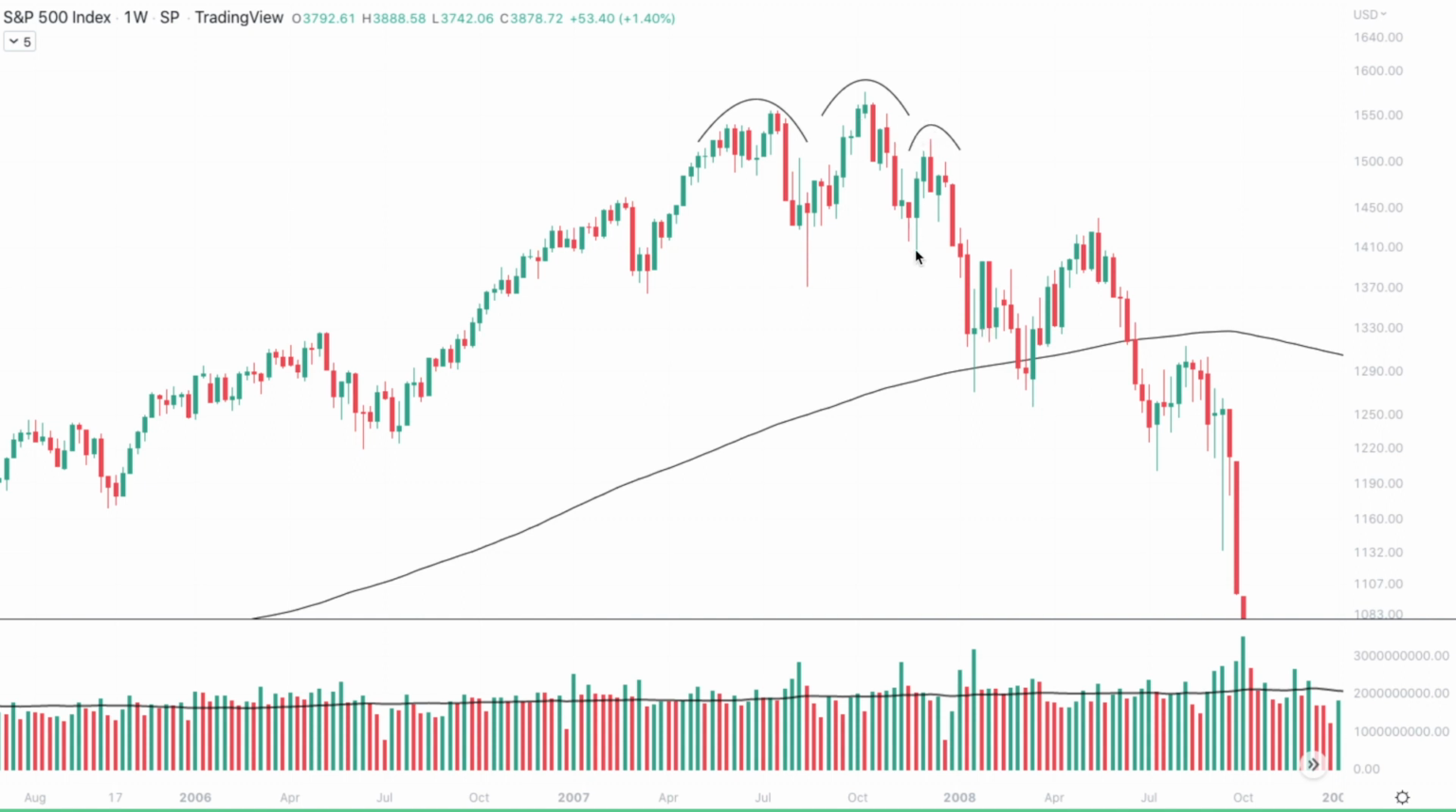You could have used maybe this area here as a final stop, as a signal to get out of the market as we create a new lower low. But as you can see, this is a pretty textbook head and shoulders pattern, and I'm using the weekly chart as you should for most patterns.